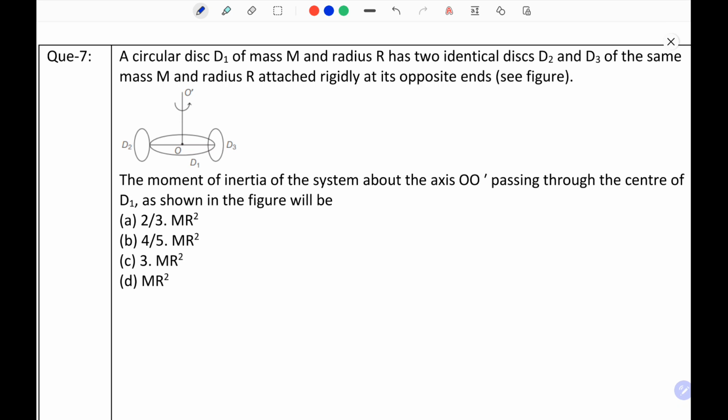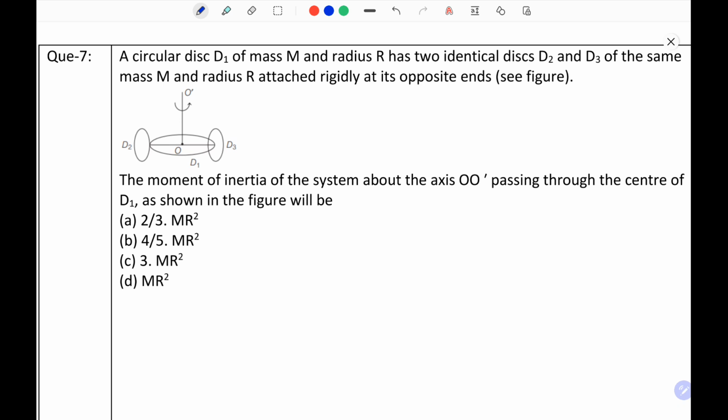Seventh question is, a circular disk D1 of mass m and radius r has two identical disks D2 and D3 of the same mass m and radius r attached rigidly at its opposite ends as shown in the figure. The moment of inertia of the system about axis OO dash passing through the center of the D1 as shown in the figure will be.